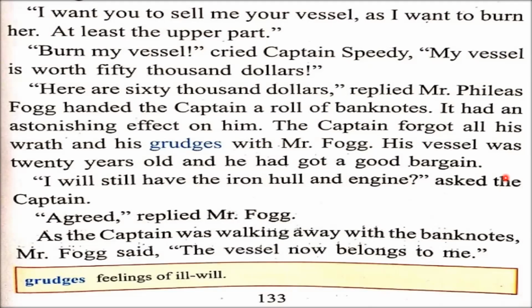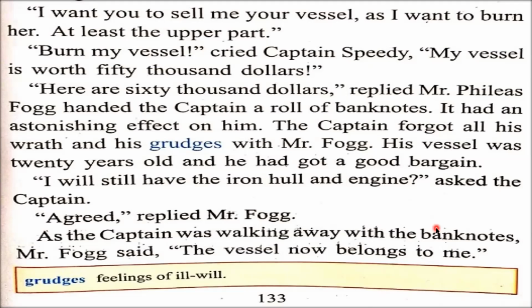My vessel is 20 years old, and a good handsome amount is given to me by Mr. Fogg. I will still have the iron hull and engine, asked the captain. Agreed, replied Mr. Fogg. As the captain was walking away with the banknotes, Mr. Fogg said, the vessel now belongs to me.